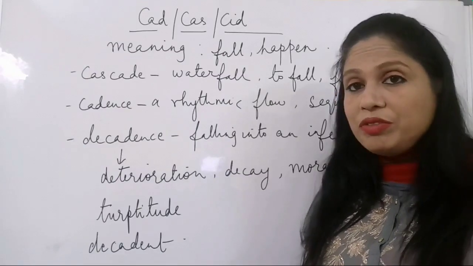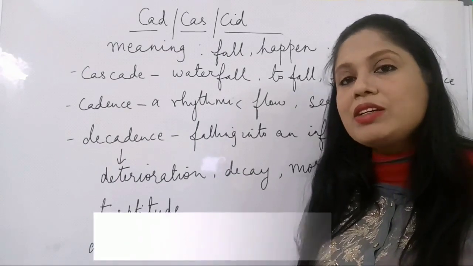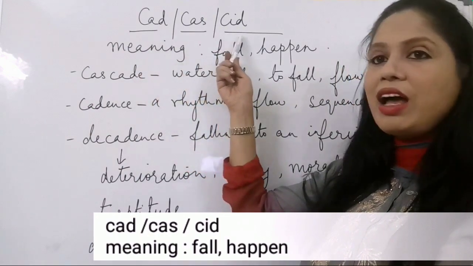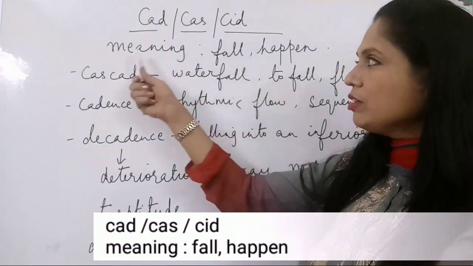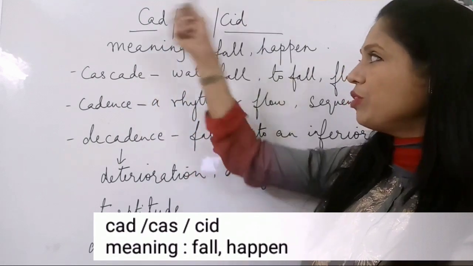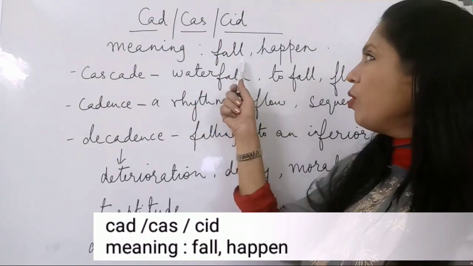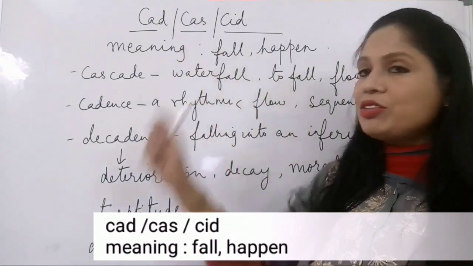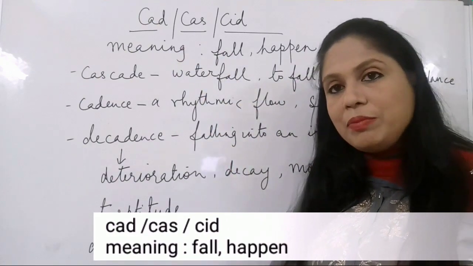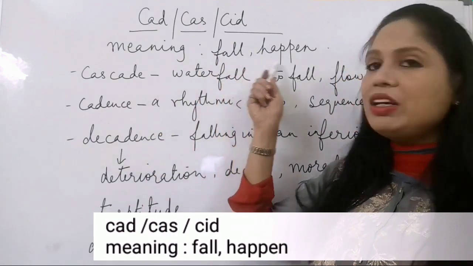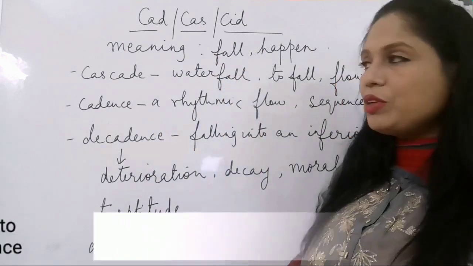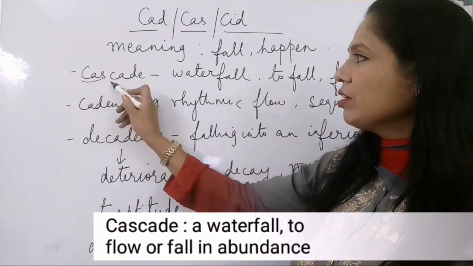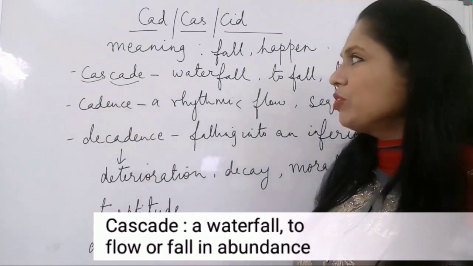We'll take up root words from the alphabet C. Cad, cas and sid. The meaning of these root words is fall or happen. So the words that contain this root word contain the meaning of any one of these words. The first word is cascade. Cascade. It contains both the words.